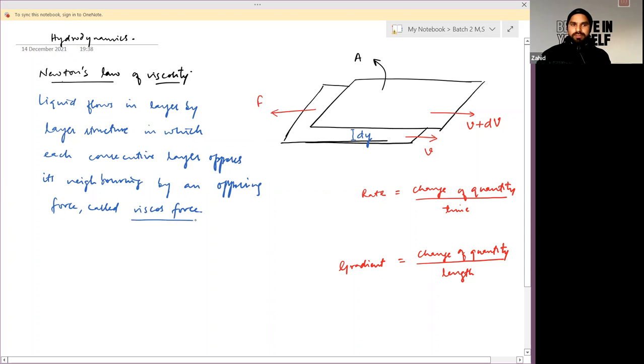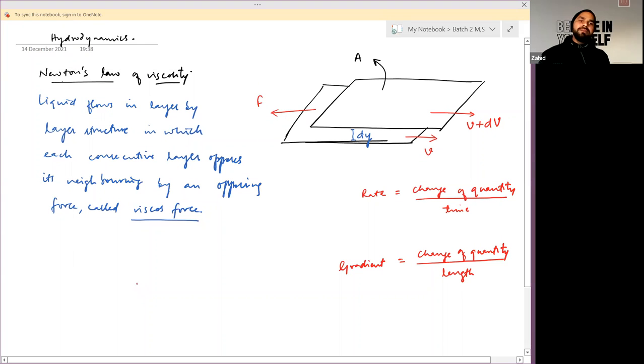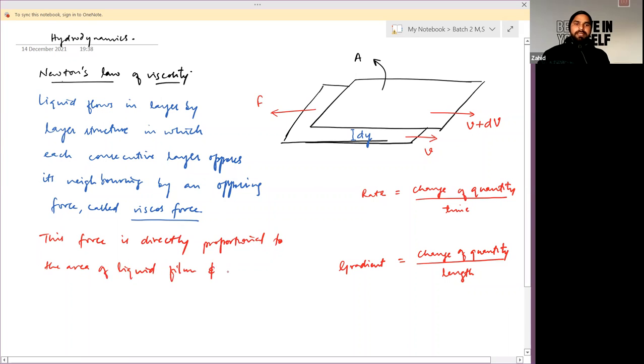Now, this viscous force will depend upon two factors. First is area of liquid film, and second is velocity gradient. This force is directly proportional to the area of liquid and also to the velocity gradient.